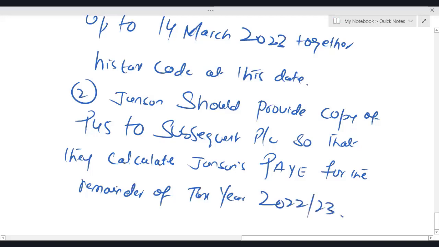2022-23. So basically when Jason is leaving the initial PLC, then we need form P45. On this P45 form, there will be taxable earnings of Jason and how much tax has already been collected under PAYE. Jason is required to give it to the new employer, so the new employer should be able to calculate pay for the remainder of the tax year 22-23. Okay.